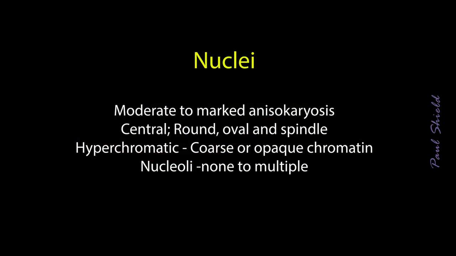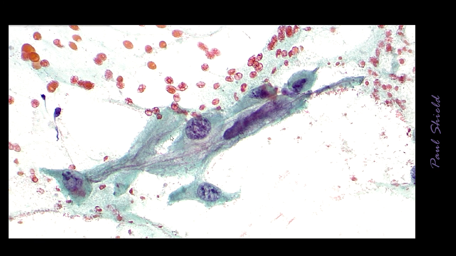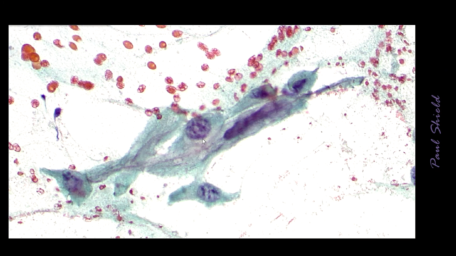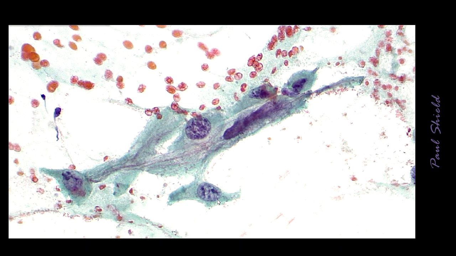Nuclei in SCCs usually show fairly marked anisokaryosis. Remember, they're always central, round, oval, they can be spindle, hyperchromatic, and the chromatin is usually quite coarse in comparison to adenocarcinomas, and nucleoli are usually multiple, if you can see them, or sometimes the chromatin's so dark you can't see nucleoli. So these ones have quite coarse chromatin and seem to have maybe small nucleoli in them as well. They're sort of centrally placed, even though they're weirdly shaped cells.